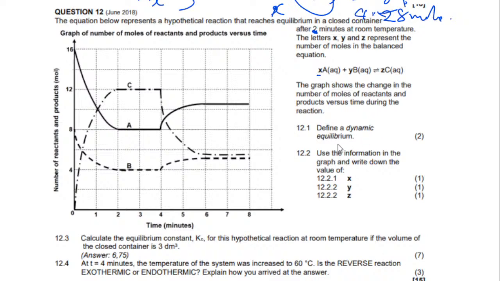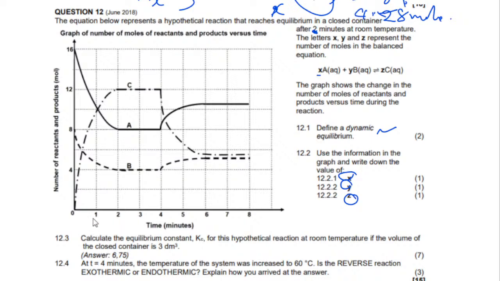So define the dynamic equilibrium. When you talk about dynamic equilibrium, we're talking about the stage in a chemical reaction whereby the rate of the forward reaction and the reverse reaction are equal. You understand? So I think I'm done with the dynamic equilibrium. Next: use the information on the graph, write down the value of X, Y, and Z.